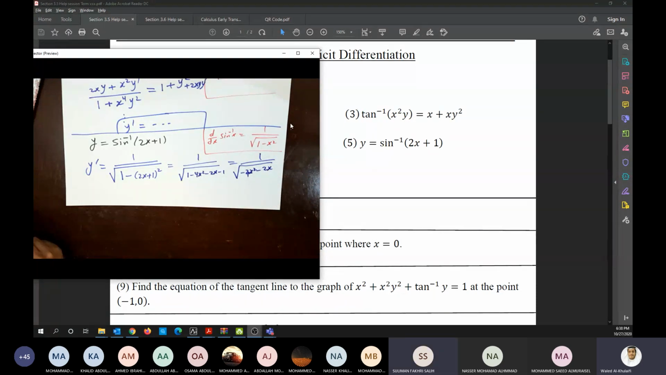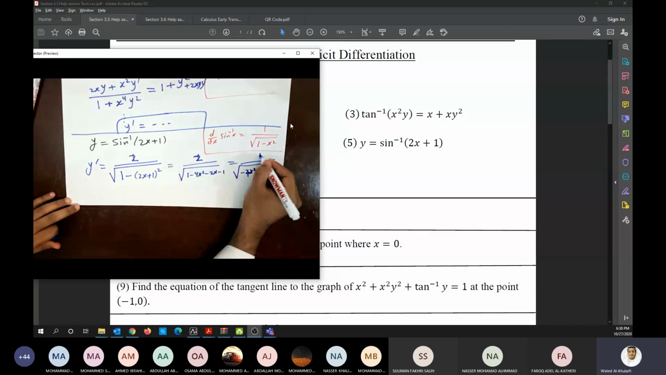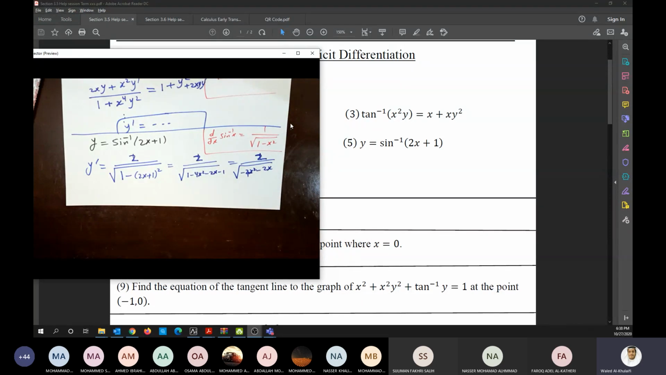Doctor, shouldn't there be a 2 from the chain rule? You forgot the 2 in the numerator. Yeah, multiply by 2. Very good. Multiply by 2, so we have 2 in the numerator. Very good. Yes.